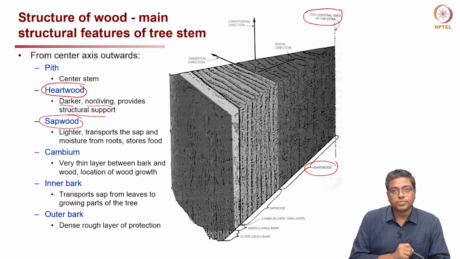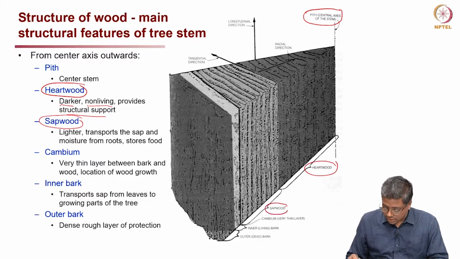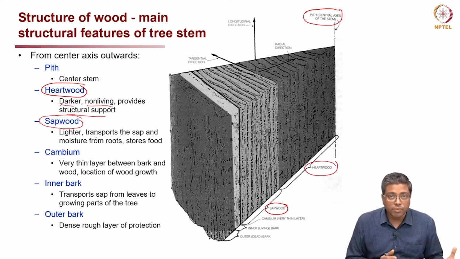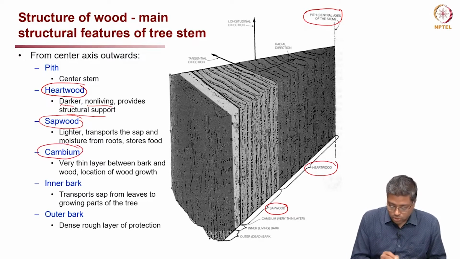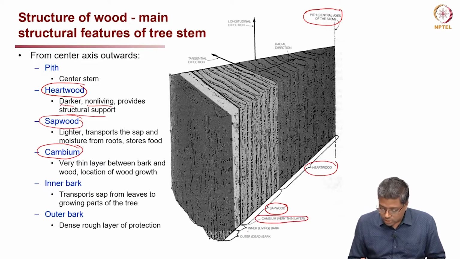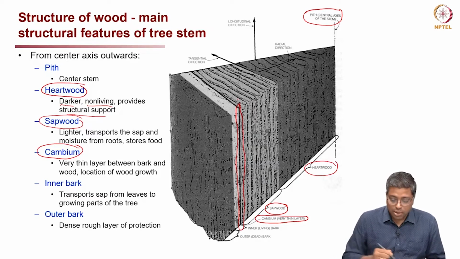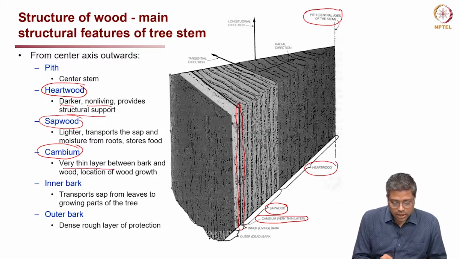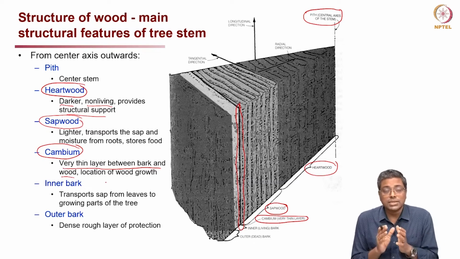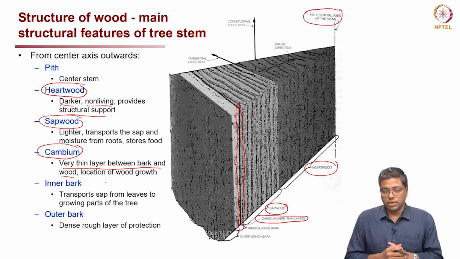Then you have sapwood, which is the lighter color region here, and it transports the sap and moisture from the root and stores the food. Then you have cambium. As you go outer and outer, you have cambium here, which is a thin layer. You can see here, this thin, darker color region, that is the cambium. It is a very thin layer between the bark and the wood, a location of wood growth, that is where the wood grows laterally.